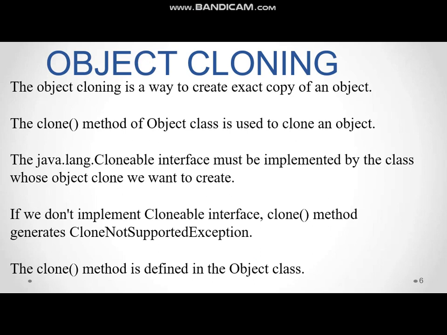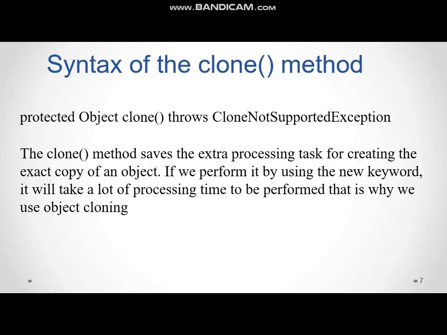Object cloning. Object cloning is a way to create an exact copy of an object. The clone() method of the Object class is used to clone an object. The java.lang.Cloneable interface must be implemented by the class whose object clone we want to create. If we don't implement the Cloneable interface, the clone() method generates CloneNotSupportedException. The clone() method is defined in the Object class.